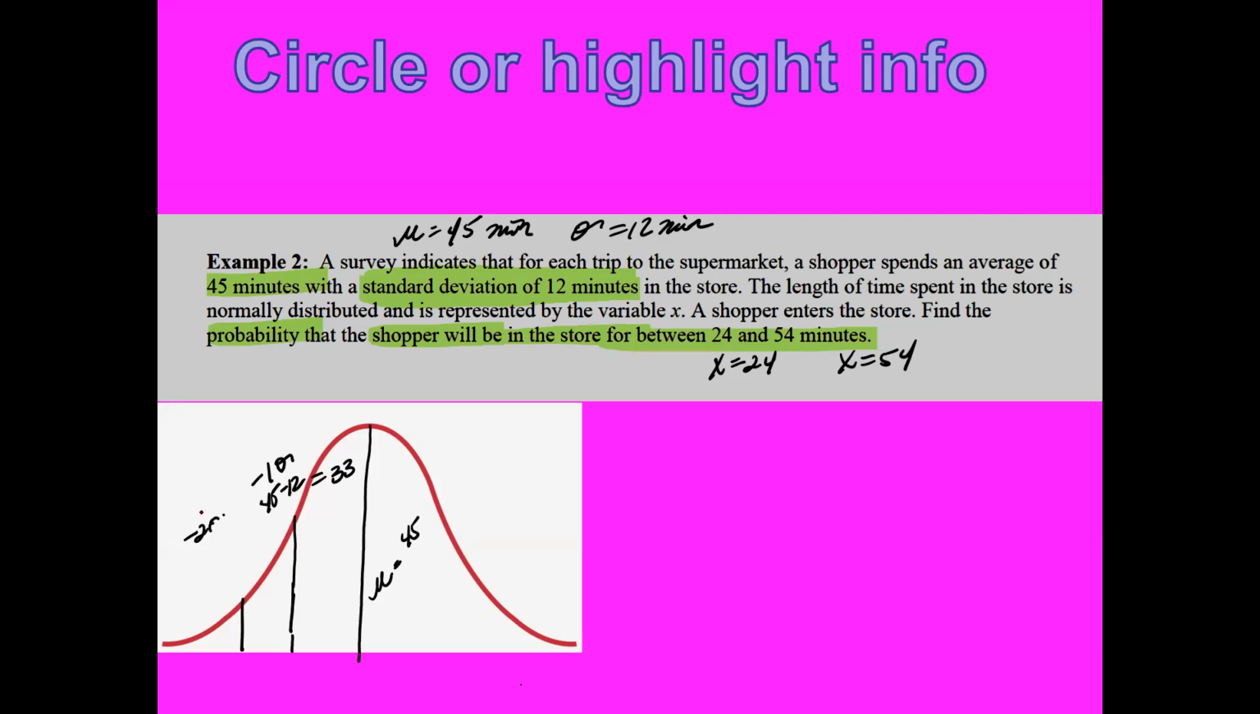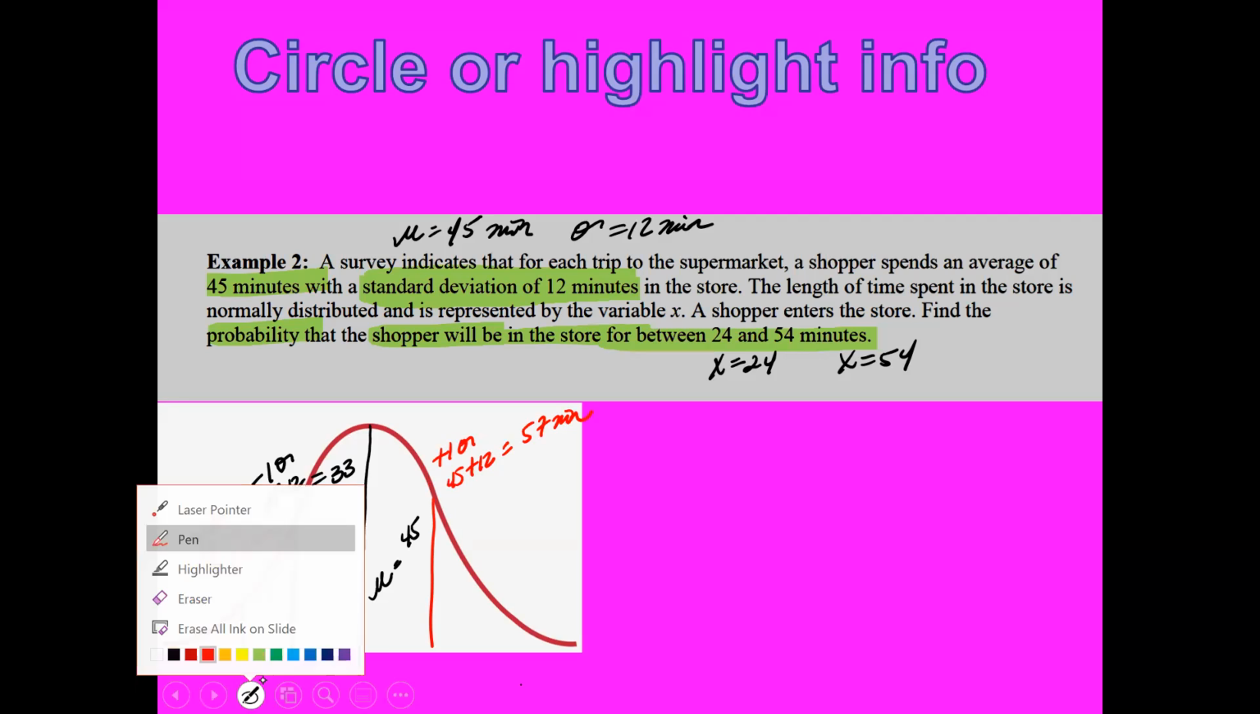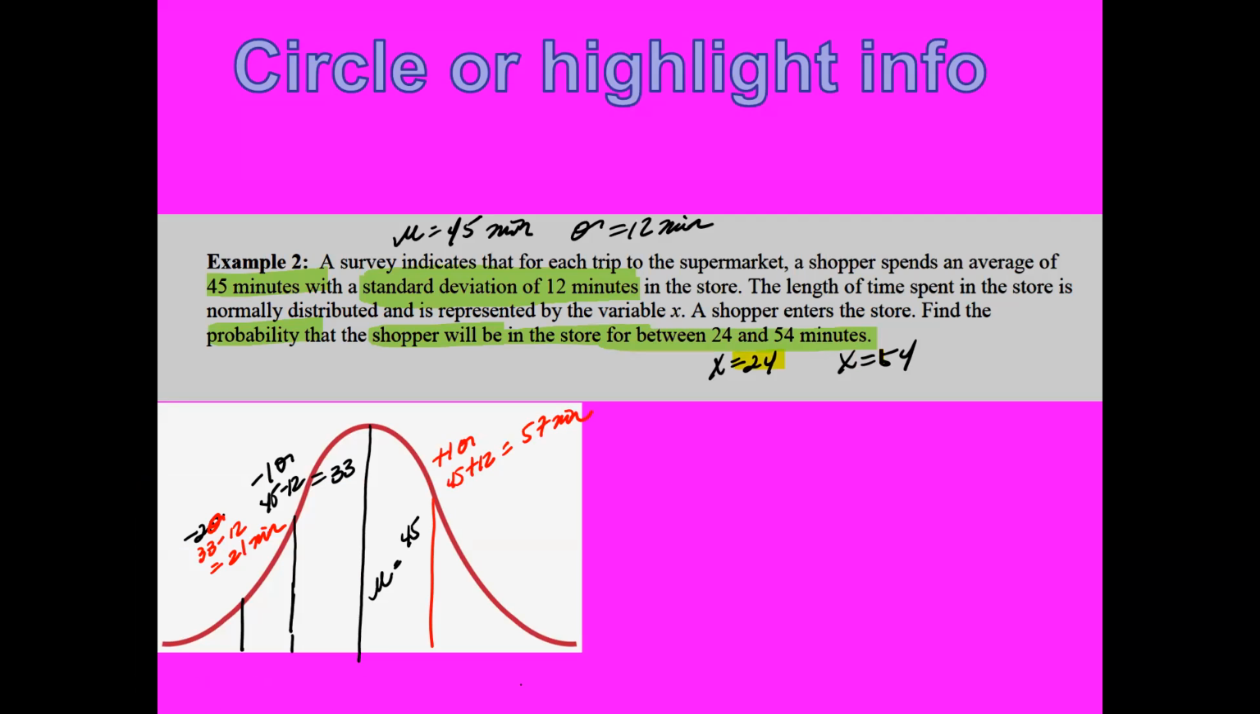But anyways, at -2 standard deviation, it's going to be 33 minutes minus the 12, which is going to give you 21 minutes, okay? And then at +1 standard deviation, it is going to be 45 plus a standard deviation of 12, which is 57 minutes. I can stop right there because if you look at it, I want 24 to 54, and that's within the range of what I have right there, okay?